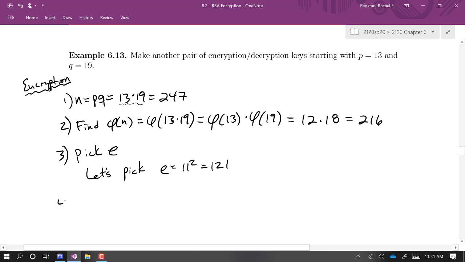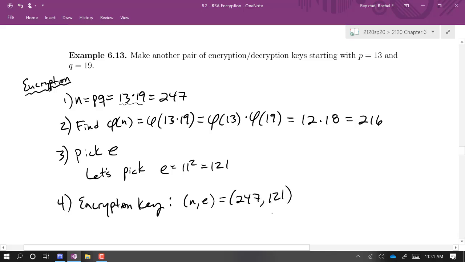So then my encryption key, which I make public, is 247, 121. When you make your encryption key public, it is really important that you give just the value of n. You cannot say what those prime factors are. Knowing what the prime factors are makes your key insecure. So I made sure I wrote that as 247, not 13 times 19. So there's our encryption key.